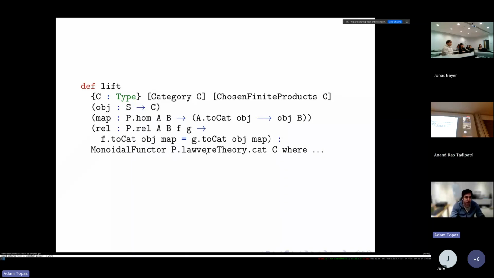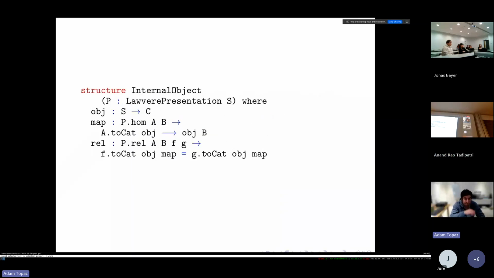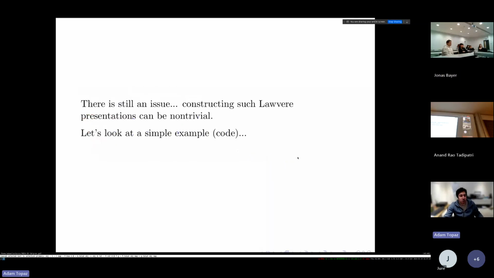And let me show you briefly what the internal object structure looks like. Essentially, it has the same fields that you plug in to this lift operation, which is part of the universal property. Okay. As I said, I'm running short on time, so I want to do a simple example with actual code just to illustrate how to do this in practice.